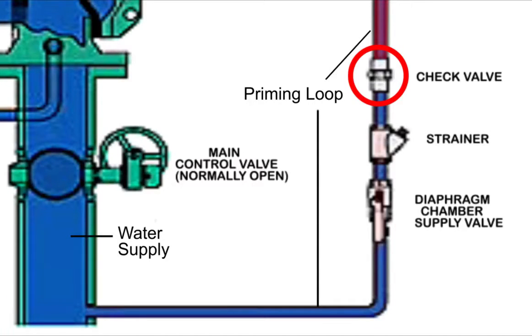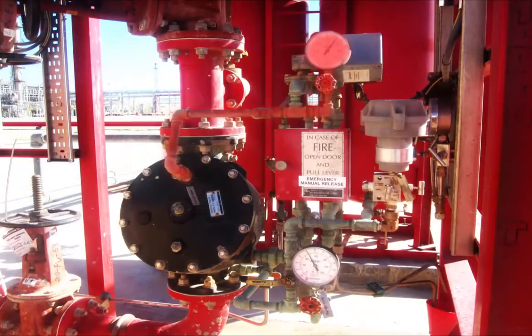The presence of the check valve is essential to ensure that the priming chamber is pressurized, and won't depressurize if the pressure of the water supply falls. There are several methods for operating the deluge valve system, all of which depend on depressurizing the priming water pressure to open the deluge valve.